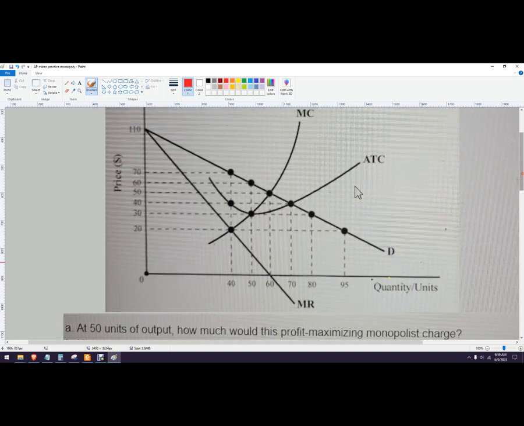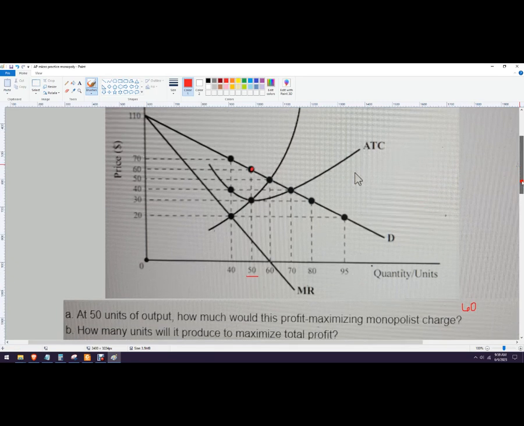It says at 50 units of output, how much would a profit maximizing monopolist charge? So you just go to read the graph. We're going to go to 50. We're going to follow it up to where it hits the demand curve, which is right there. And that first answer would be 60. So we would charge 60 for that.